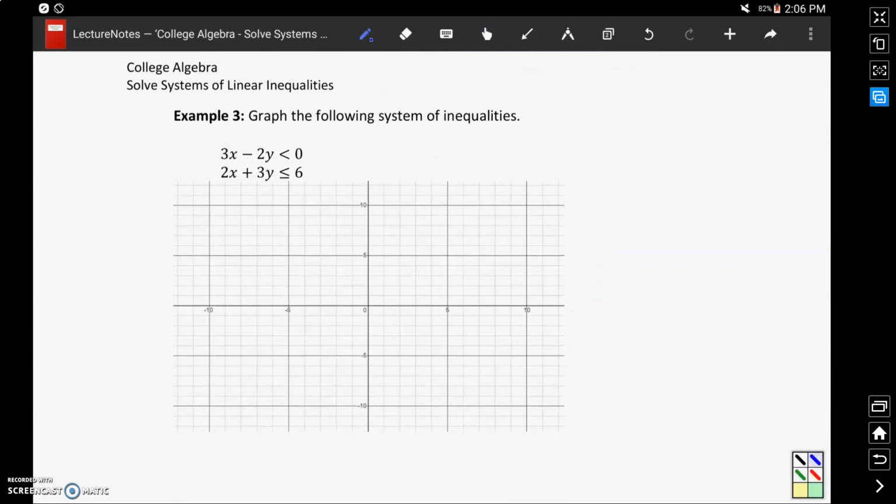We can apply the same idea in example 3. Turning inequality 1 into an equation and solving for y will give us y equals 3/2 x plus 10. Doing the same thing with inequality 2, we would get y is equal to negative 2/3 x plus 2. So we can start off by graphing our second line, which would have an intercept at 2 and a slope of negative 2/3.